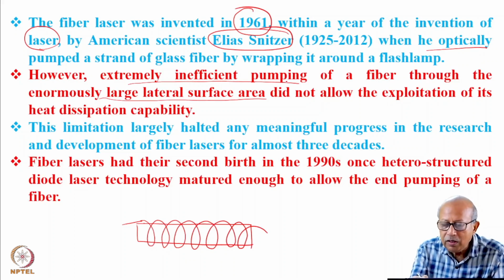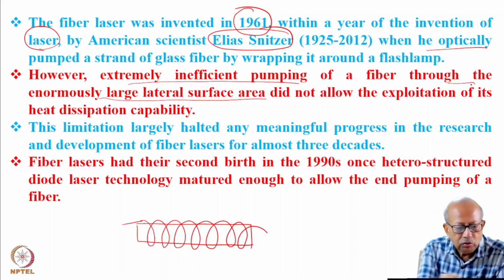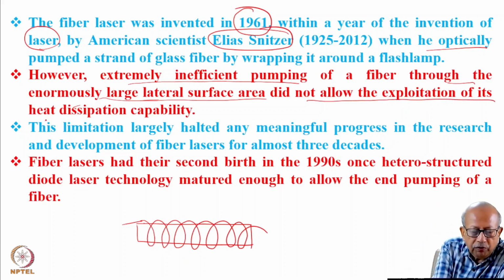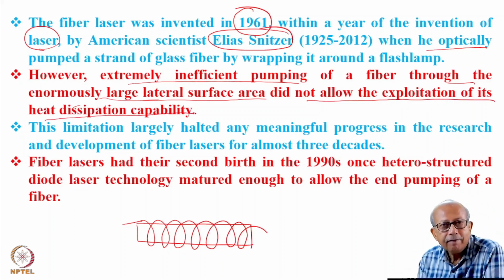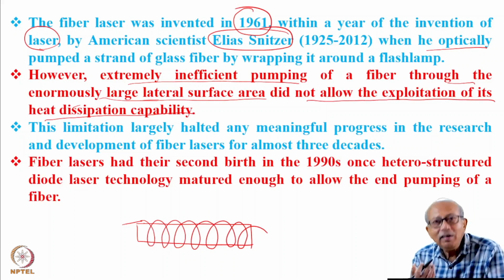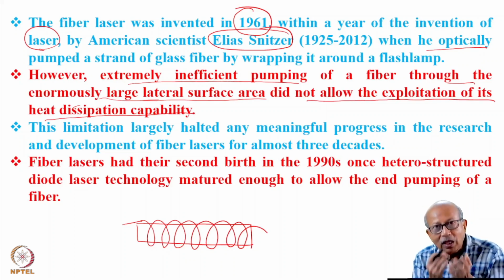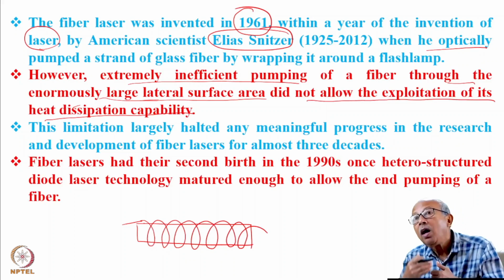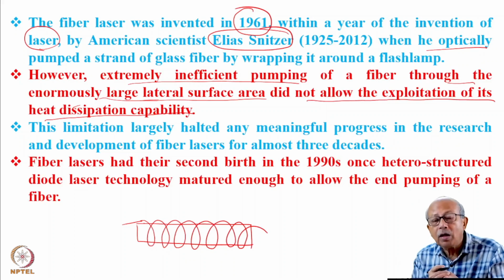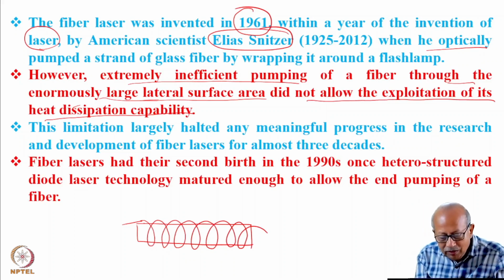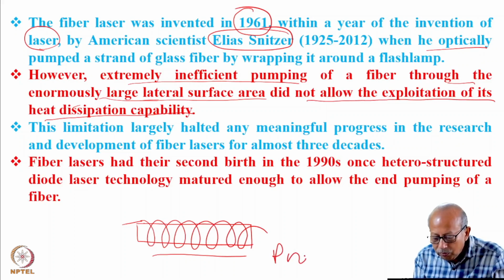This extremely inefficient pumping of a fiber through this enormously large lateral surface area did not allow the exploitation of its heat dissipation capability, because pumping itself is so poor that hardly any heat dissipation took place. So that capability, that it has such a large surface area which gives much better heat dissipation capability, could not be exploited. So its performance was very poor.